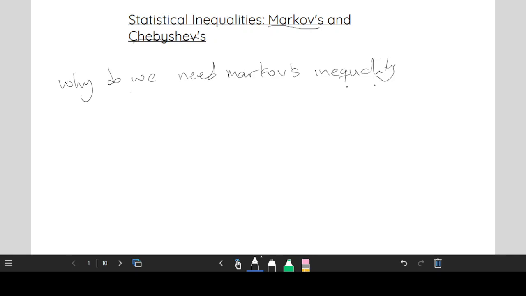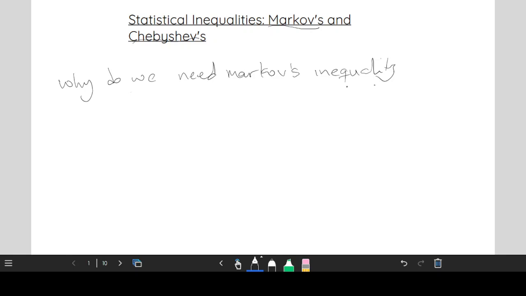imagine you know that the average income in a city is, let's say, $50,000 per year, and someone asks you, what is the probability that a randomly selected person earns more than $200,000 per year? One, you do not know the full income distribution. You only know the mean. Can you still say something useful about that probability? The answer is yes. And Markov's inequality tells you exactly how.